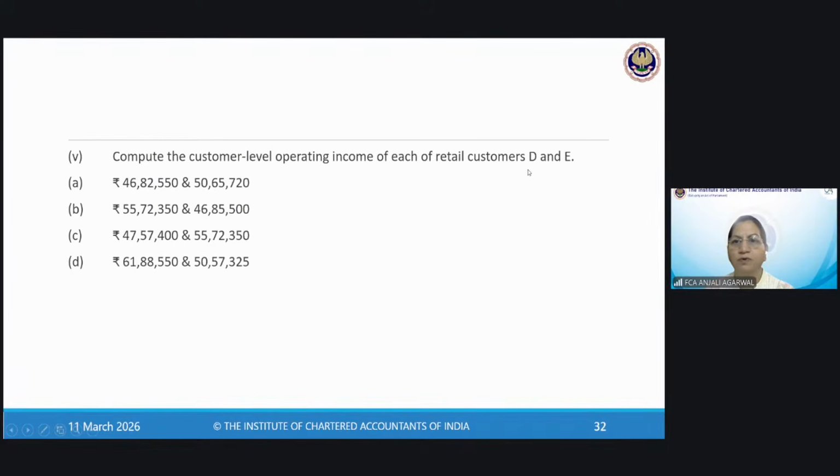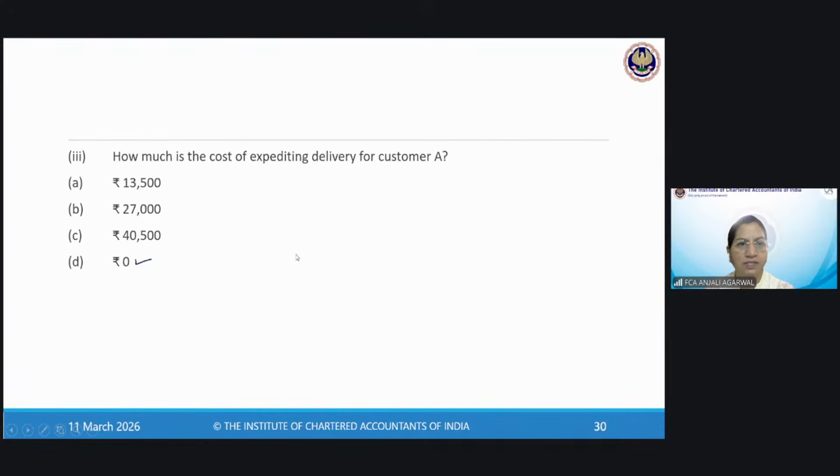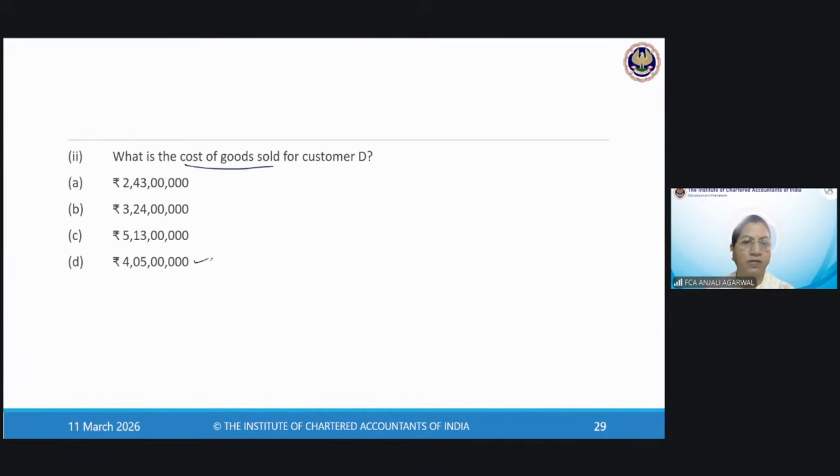So similarly, you will do the operating income for D and E, which means when you are calculating the operating income here for customer D, you can take only the cost of goods sold as 7,500 into 54 because operating income is separately asked. Okay, right. So this is all I have for today. Yeah, 4 crores 50 lakhs.